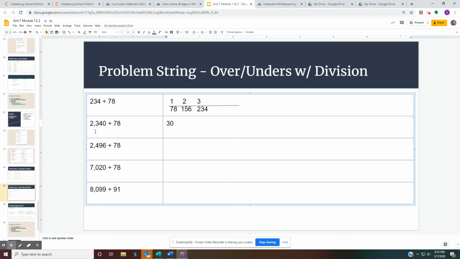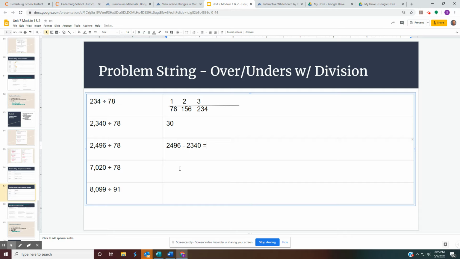All right, so then what is 2,496 divided by 78? Well, I don't know, but I know that 2,340 divided by 78 is 30. So I am going to have to take 2,496 and subtract 2,340. I'm going to give you some time to answer that question. Start the video when you are ready.